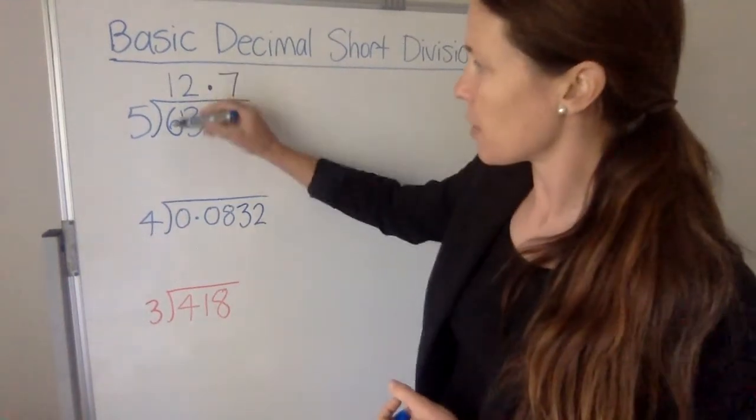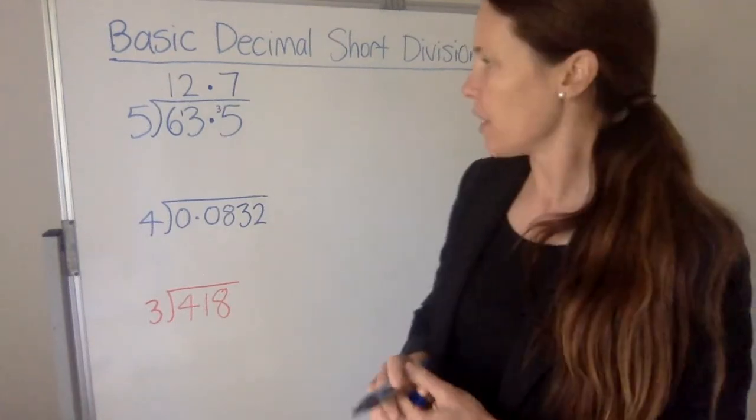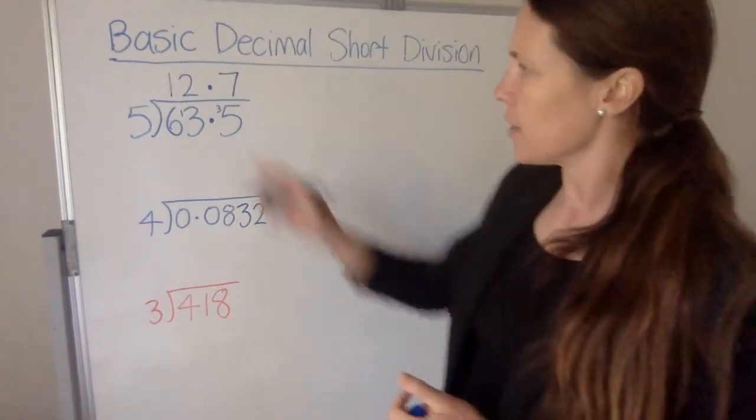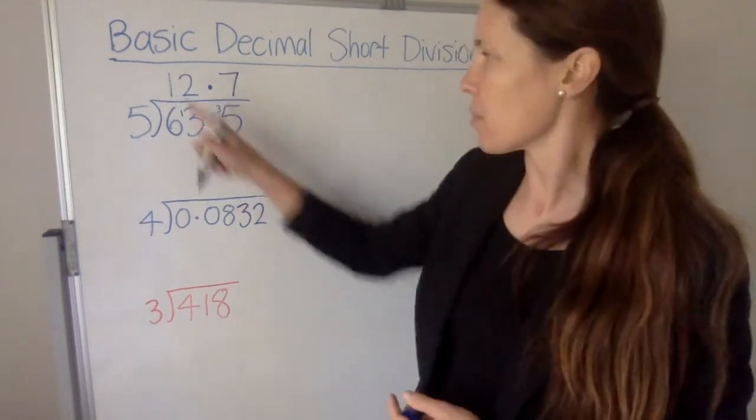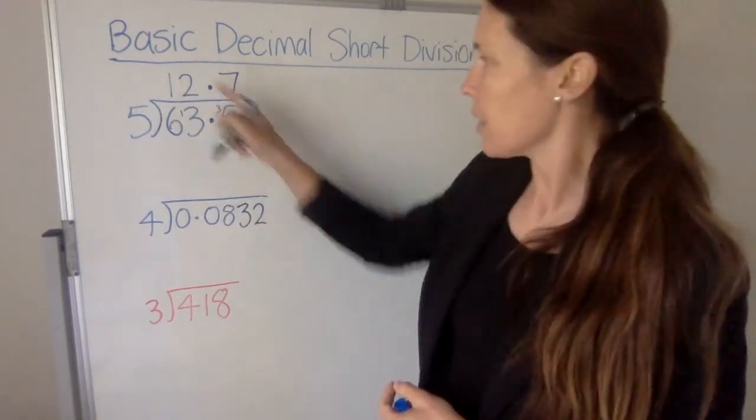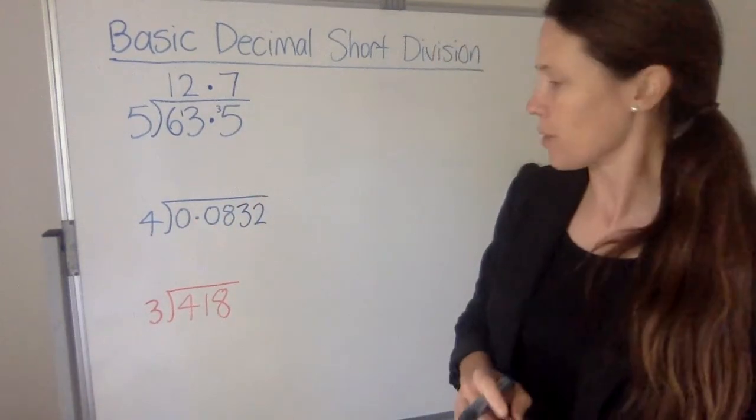Now, as long as you've kept things lined up in the right columns and the decimal lined up, the answer should be right. But it never hurts to think, does that make sense? 12 and a bit times 5, would that be around about 63? And that makes sense because 12 fives are 60, so the answer seems right, and you can tell just as a basic check there that you haven't done anything wrong.